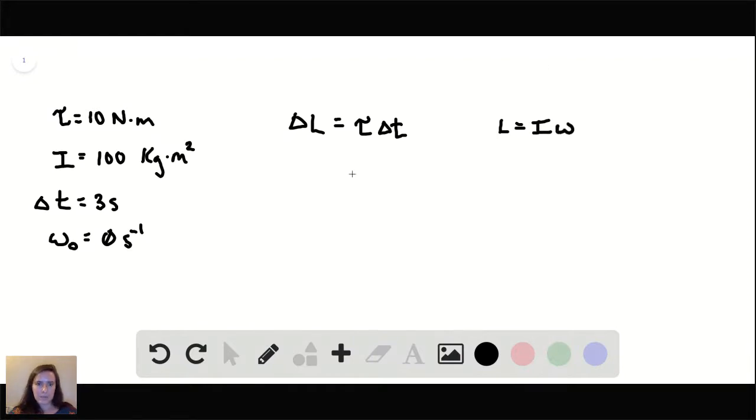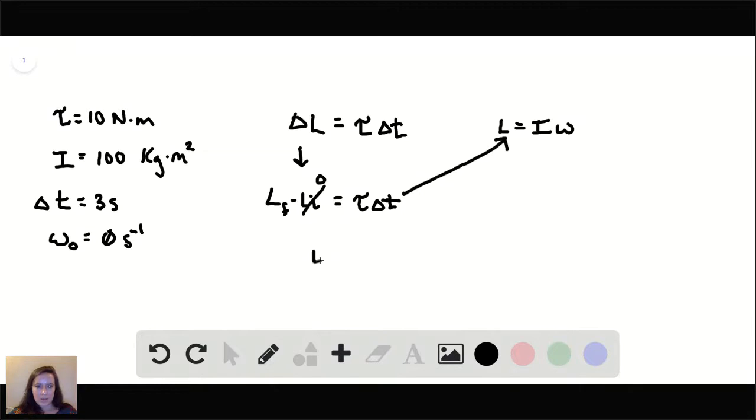Since we start from rest, our initial angular momentum is 0. Remember, change is final minus initial, right? So L final minus L initial. Well, we start from rest, so that's 0. It is equal to torque times delta T, and delta T we can always just say is 3 seconds because we assume we start at 0. Okay, so I'm going to take that. I like to leave everything algebraic until the very end.